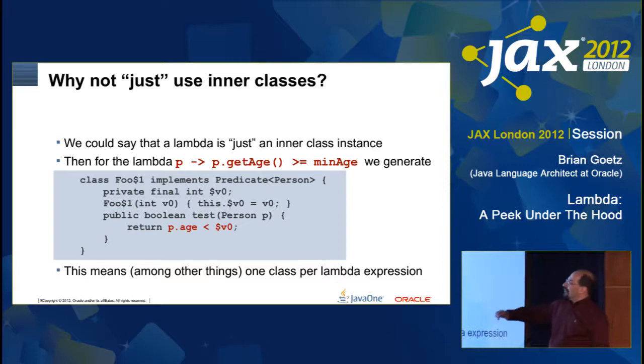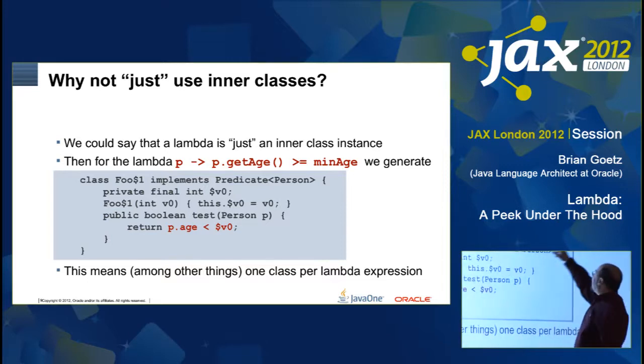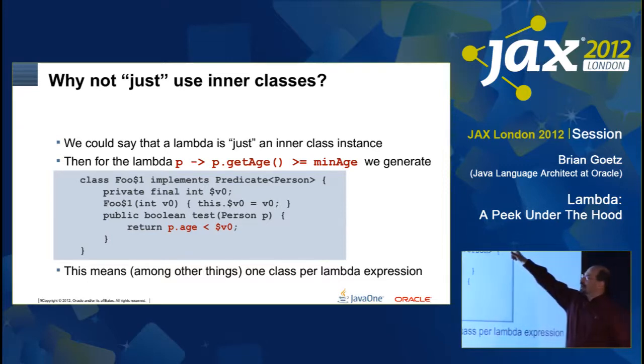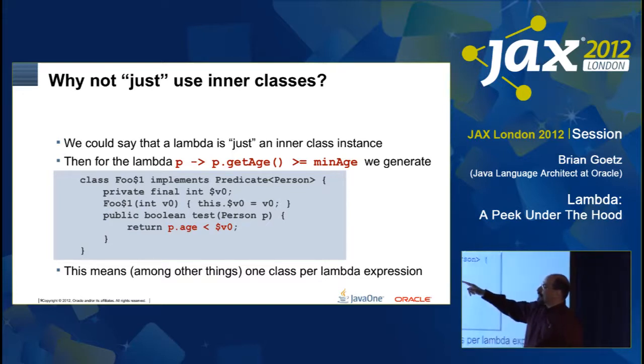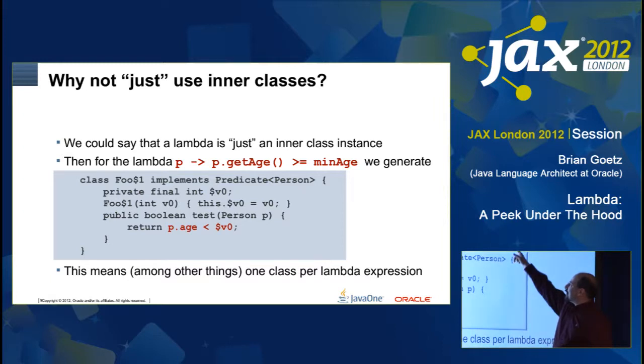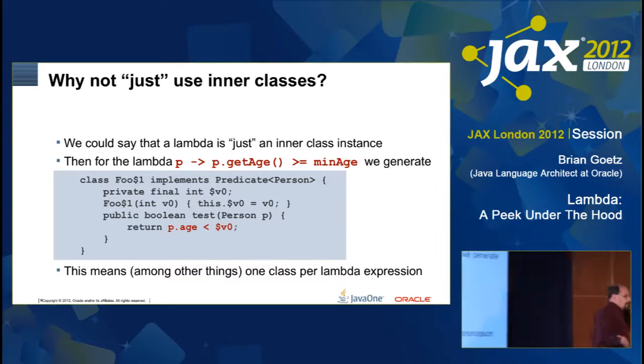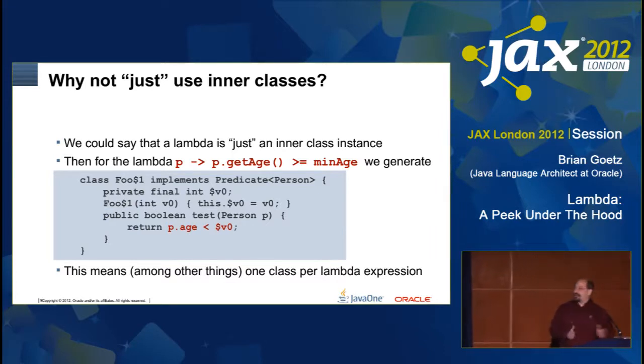It needs a field to hold the captured value. So we give it a field. It needs the constructor to initialize that field. So we pass the captured value to the constructor, and then the body of the test method is almost identical to the body of the lambda. So really easy. Like I said, we could have been home by 9:30.